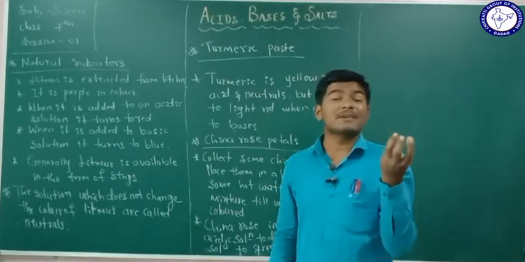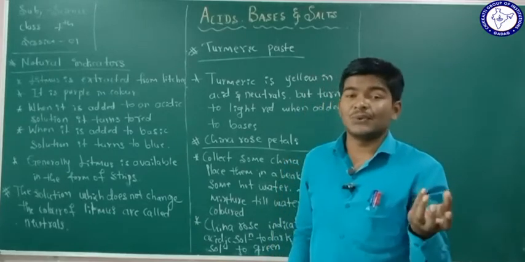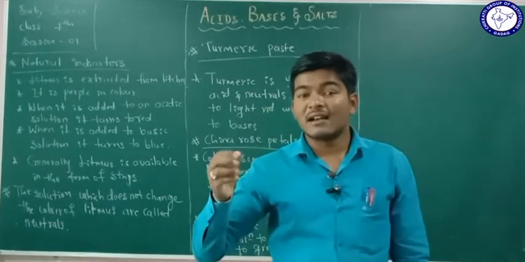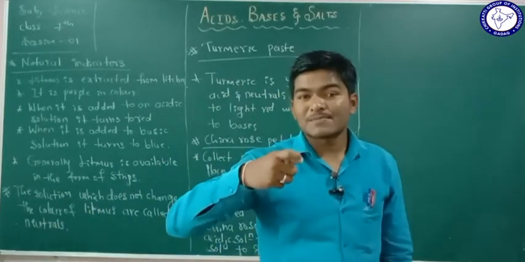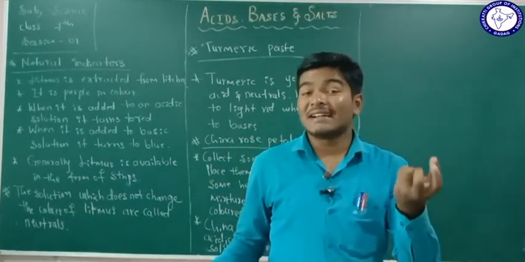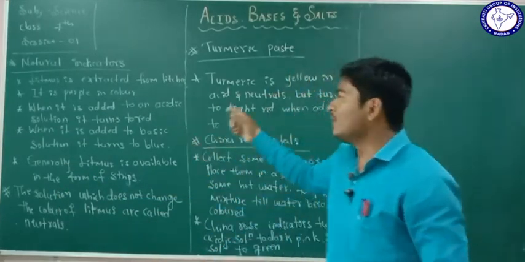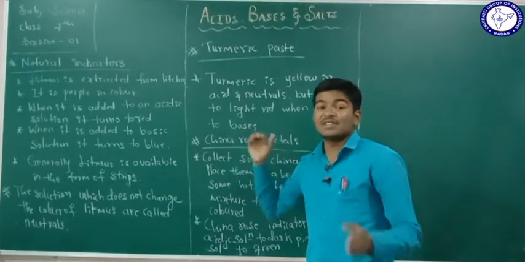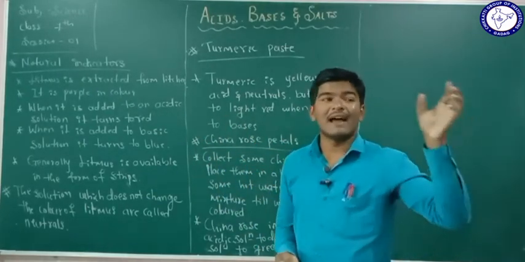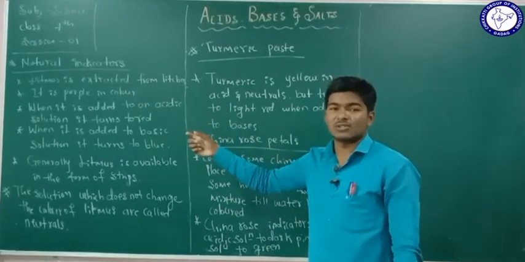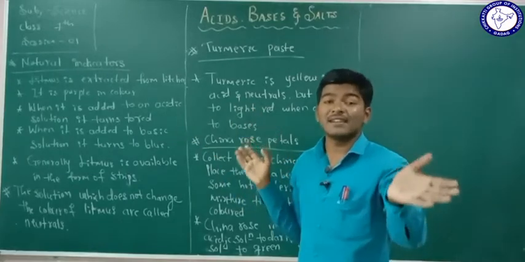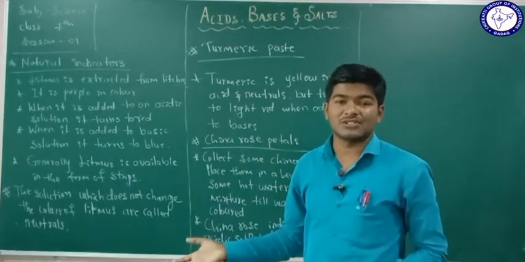Which litmus paper changes its color here? If you are correct, the blue litmus paper changes its color to red. That is because it contains an acid. So when the blue litmus paper changes its color to red when it is added to a solution, we are going to consider that solution an acidic solution, that is, acidic in nature.